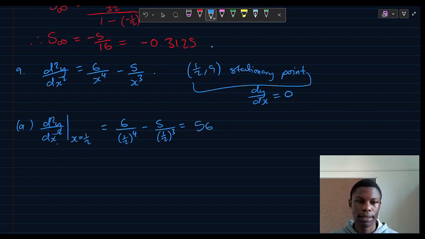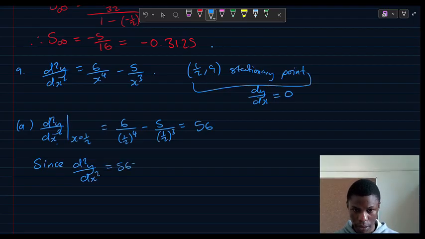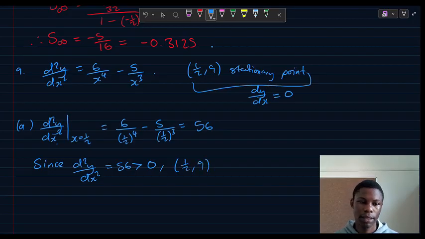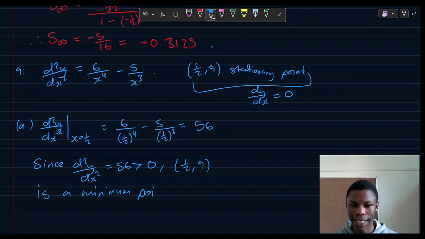That's 56. So since our second derivative is equal to 56, which is greater than 0, the point, what's the point again? Half 9 is going to be a minimum point. If your second derivative is positive, you've got a minimum point. If it's negative, you've got a maximum point.